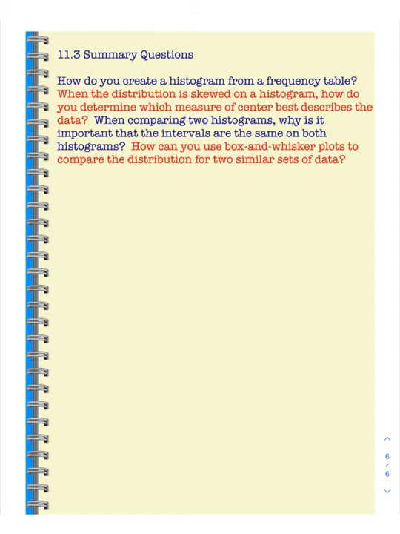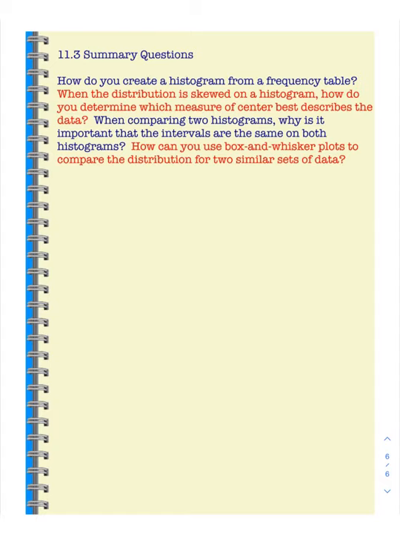When the distribution is skewed on a histogram, how do you determine which measure of center best describes the data? Well, if it's skewed, you're going to use the median, and if it's not skewed, you can use the mean. When comparing 2 histograms, why is it important that the intervals are the same? Well, if the intervals aren't the same, they're going to look different, and you're not going to be able to see where the measure of center is. It's not going to be as easy to compare.